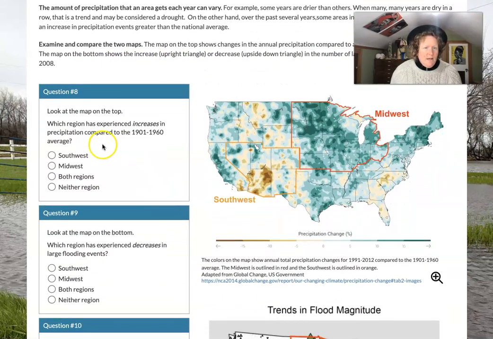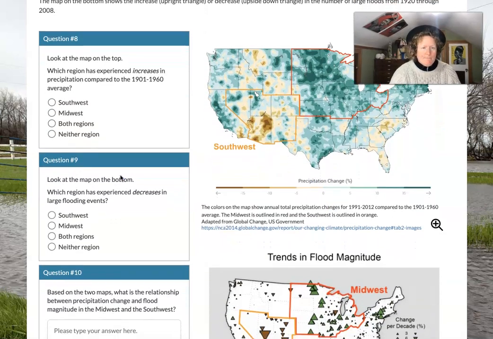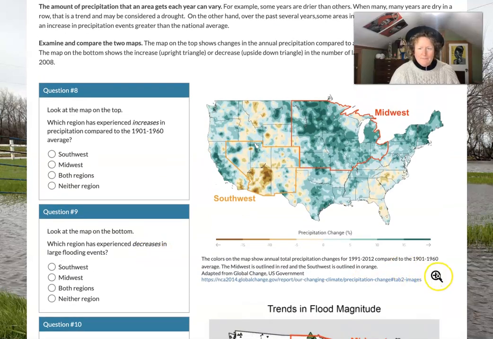So we've looked at the map on top. Which region has experienced increases in precipitation compared to the 1901-1960 average that they used as 0, the middle? So which region is getting darker green? Which region has experienced decreases in large flooding events? So which region is getting darker brown? Based on the 2 maps, what is the relationship between the precipitation change and the flood magnitude in the Midwest and the Southwest? Well, let's look carefully at both maps.